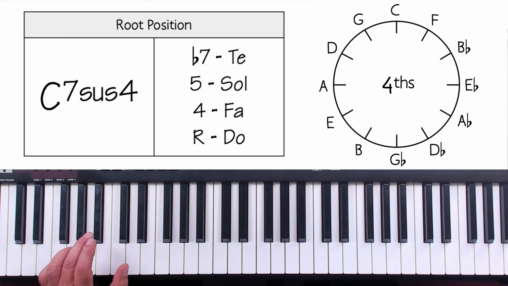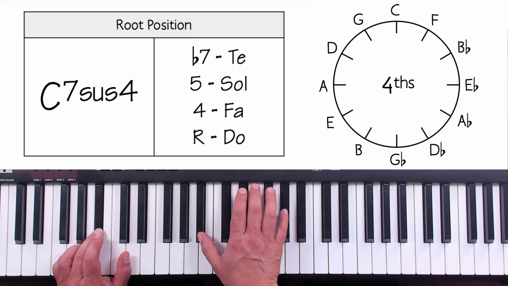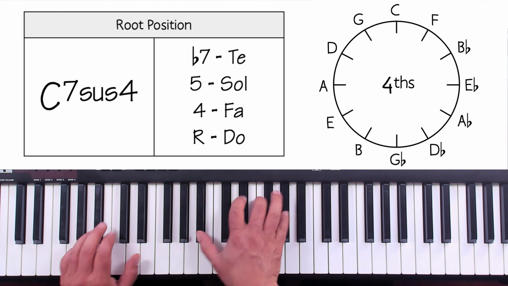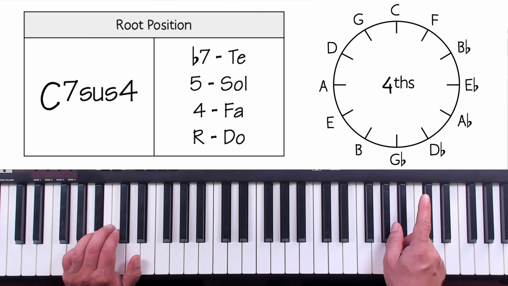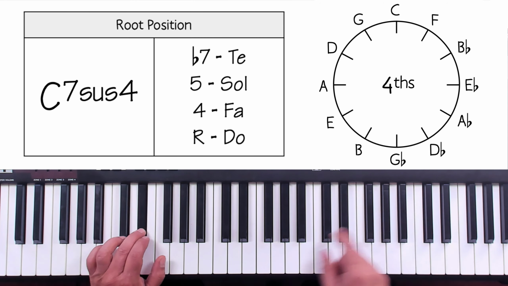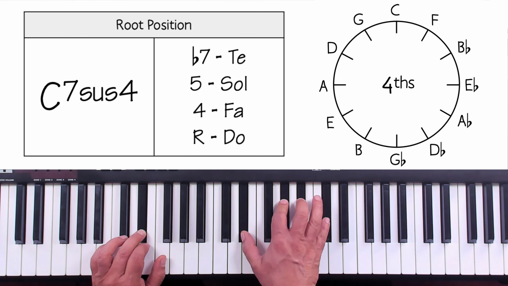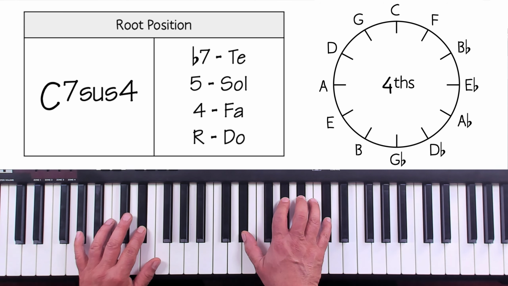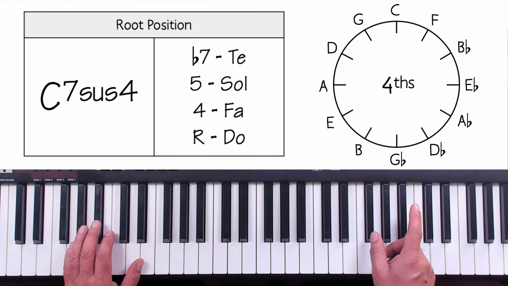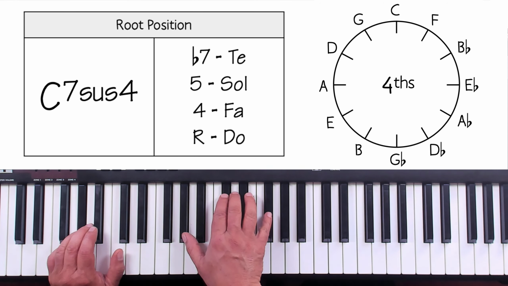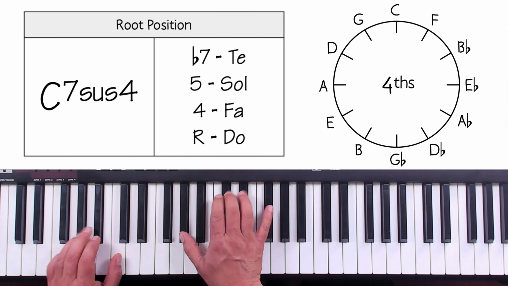Next one, B flat. Do, fa, sol, te. Moving along the cycle, E flat. Do, fa, sol, te. And moving along, let's go to A flat. Do, fa, sol, te.